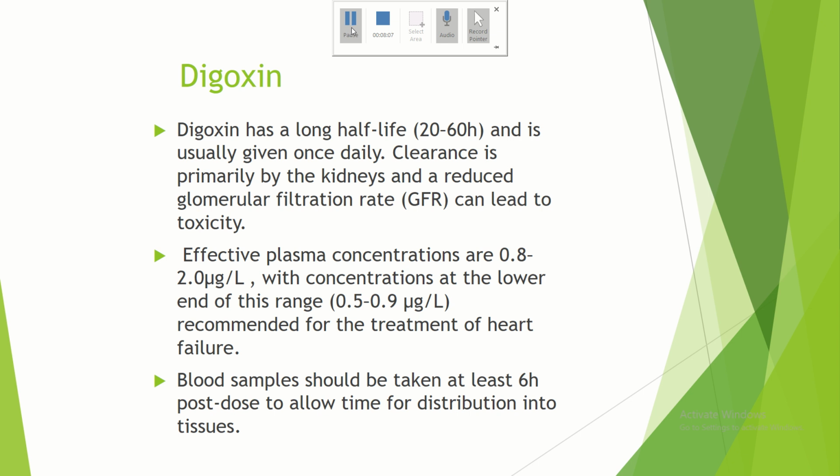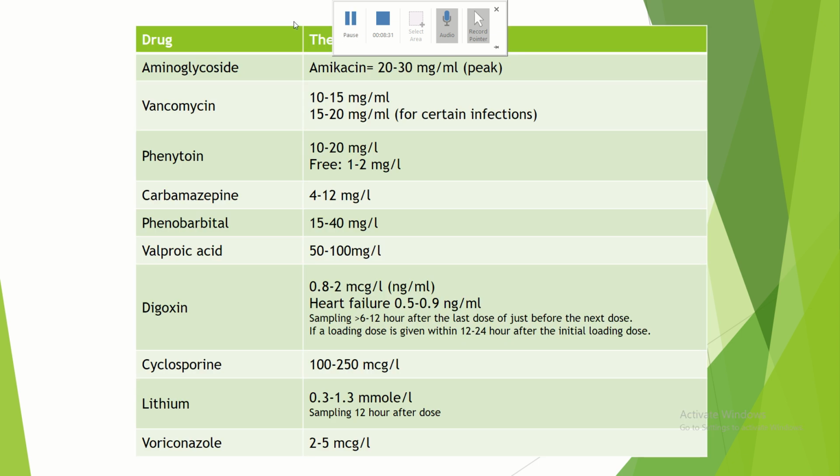For patients with heart failure, the effective plasma concentration is between 0.5 and 0.9 microgram per liter, and if digoxin is used as an antiarrhythmic, the effective plasma concentration is between 0.8 and 2 microgram per liter. This table shows the drug and the therapeutic range for each drug.